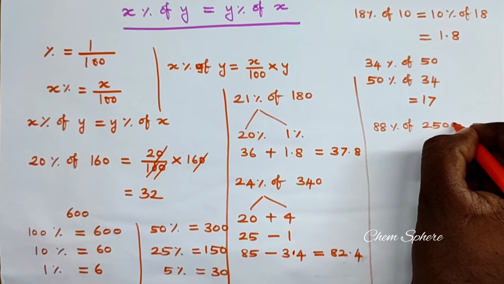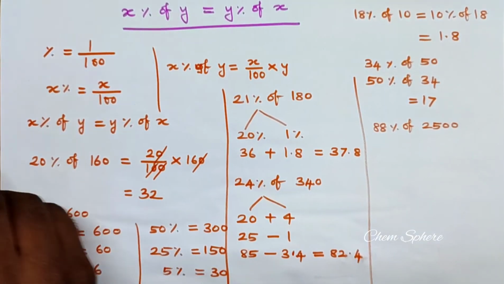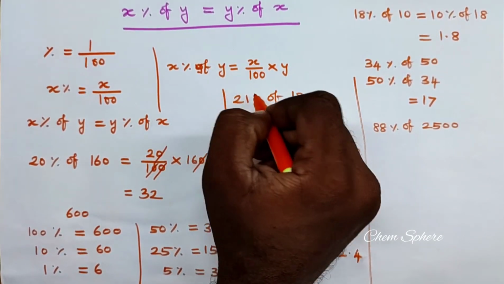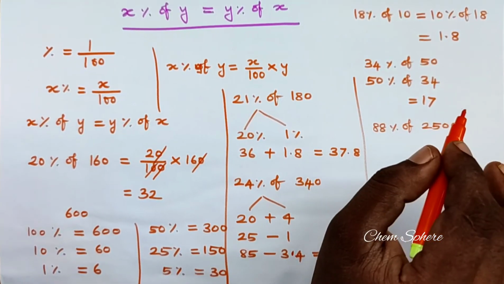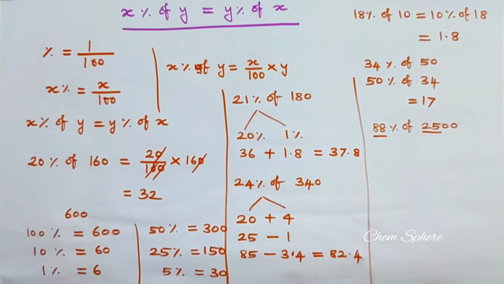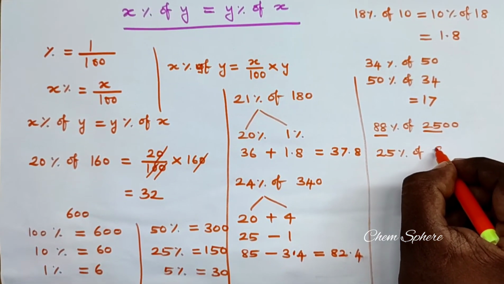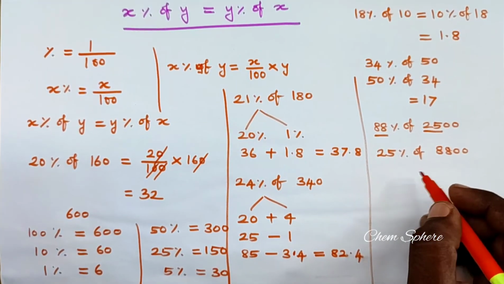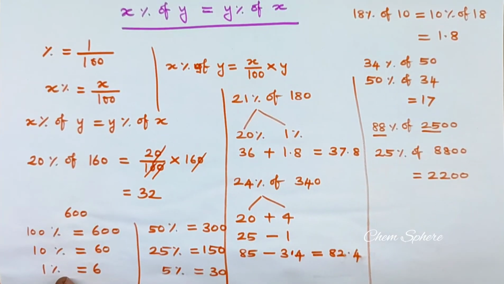Now I will give you another example, that is 88 percentage of 2500. If they are giving such a big value, how to do that? Only see, we already know that x percentage of y equals x times y divided by 100. So exchanging these numbers will not affect our final answer. Now we can interchange these two values. So 25 percentage of 8800, it will be easier, 1/4 of this value. So 1/4 of this value, we get the answer, that is 2200. It is very easy, right?